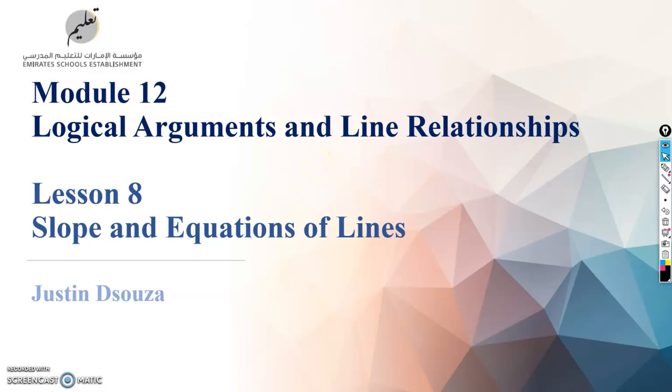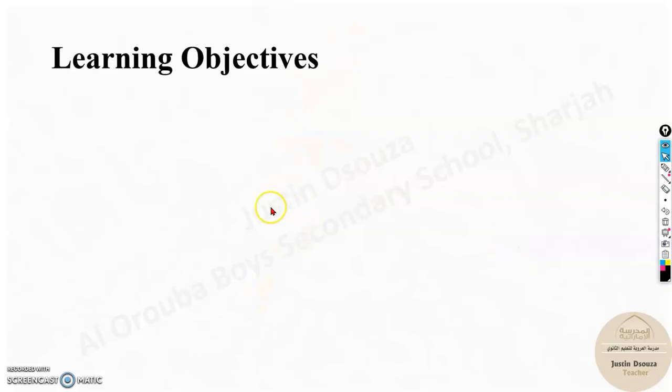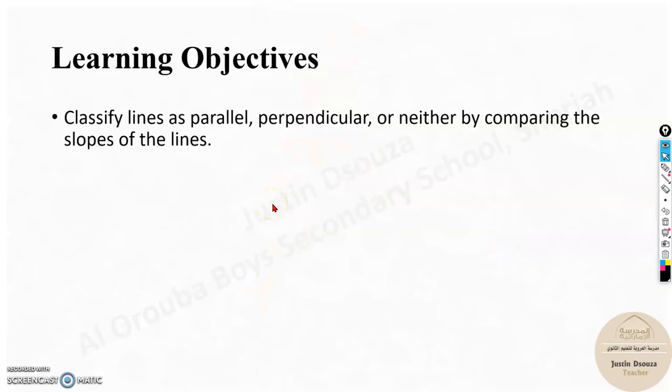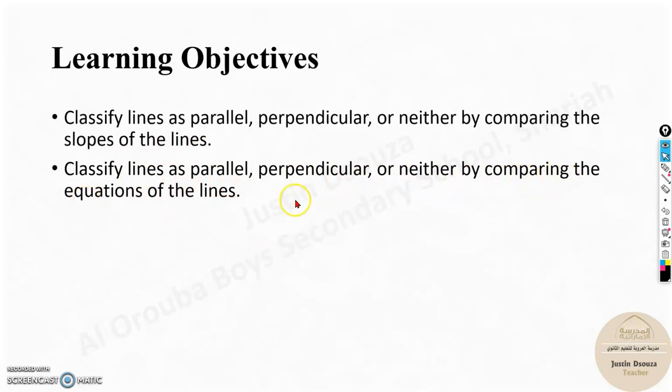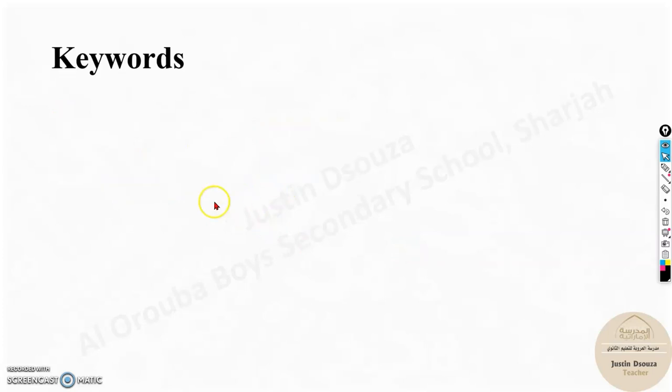The eighth lesson in Module 12 is about slope and equations of lines. The learning objectives of this lesson are to classify lines as parallel, perpendicular, or neither by comparing the slopes of the lines, and then to classify lines as parallel, perpendicular, or neither by comparing the equations of the lines. Just by the slopes or by the equations, you can tell whether the lines are parallel or perpendicular or neither. So we will see how to do them.